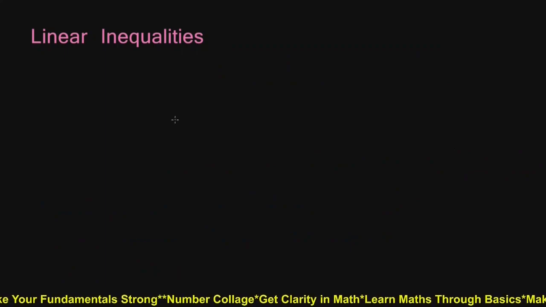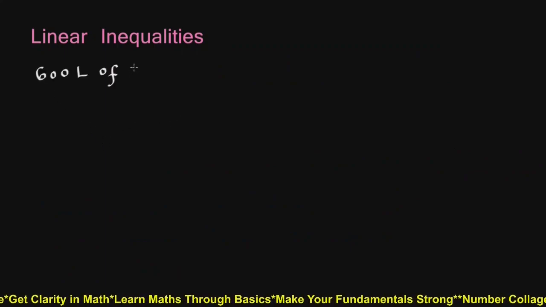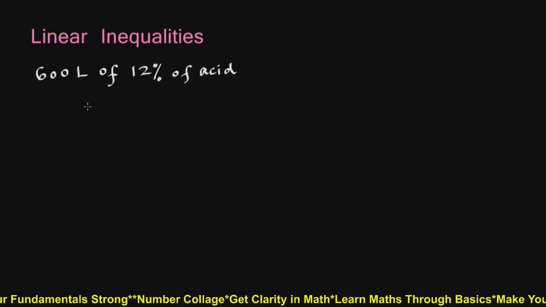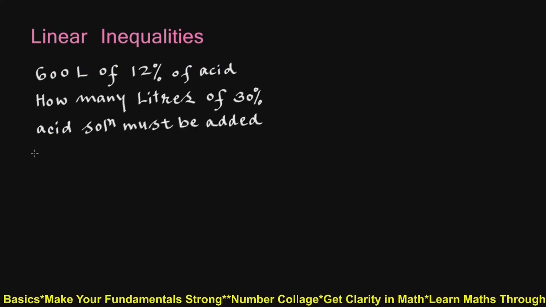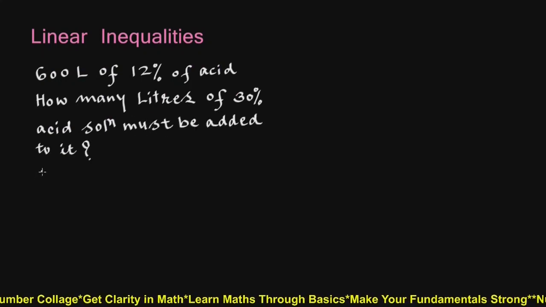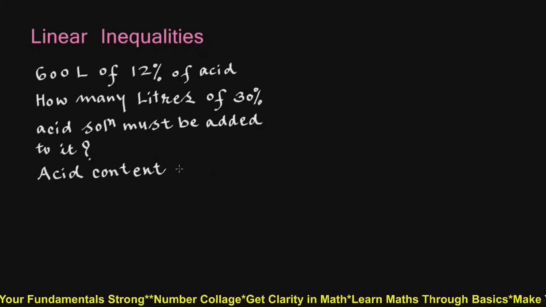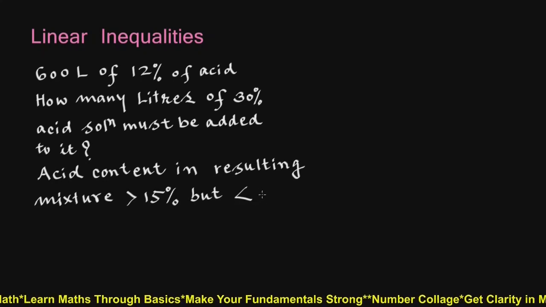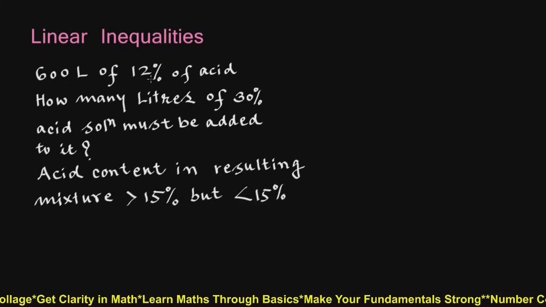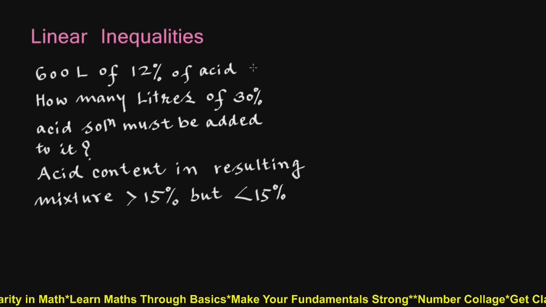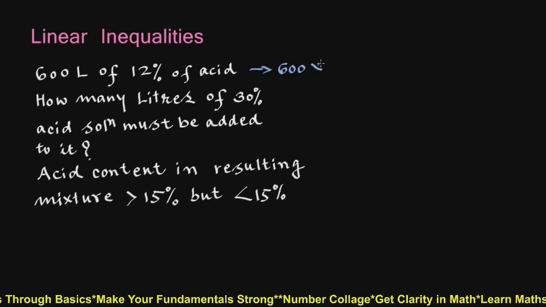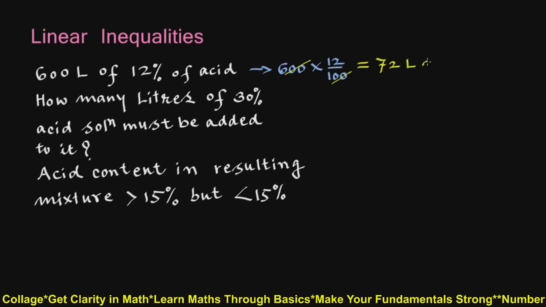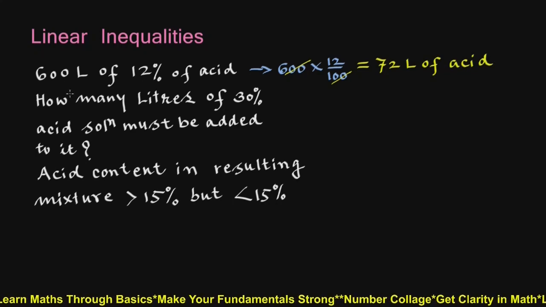A manufacturer has 600 liters of 12% solution of acid. How many liters of 30% acid solution must be added to it so that the acid content in the resulting mixture will be more than 15% but less than 18%? 600 liters of 12% of acid means 600 multiplied by 12%, that will be 72 liters of acid in 600 liters of solution.